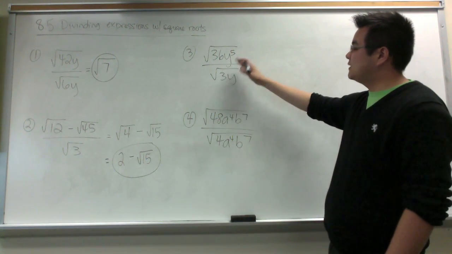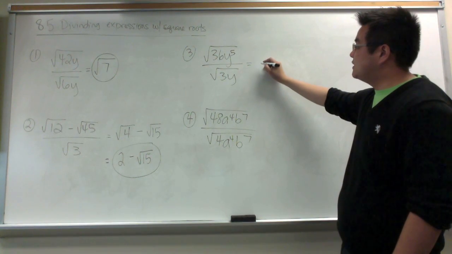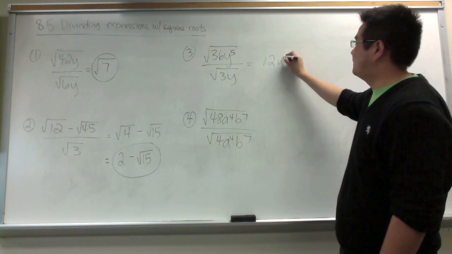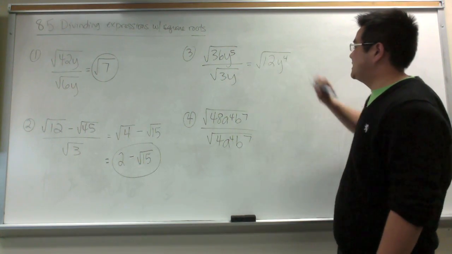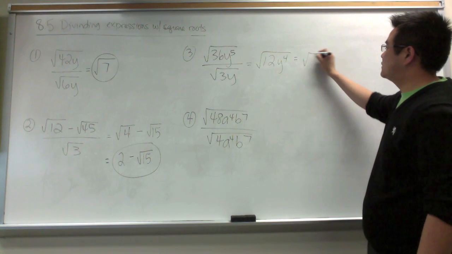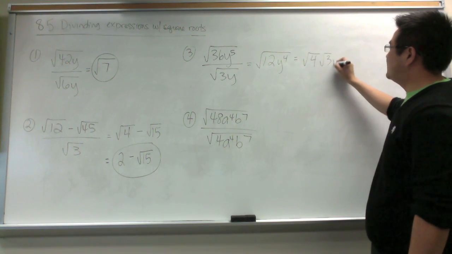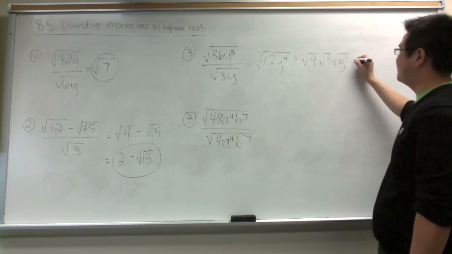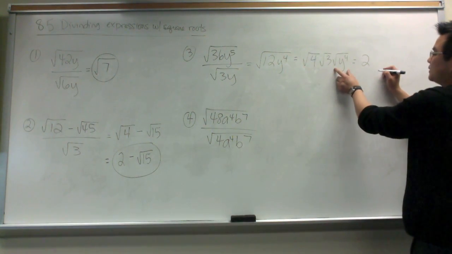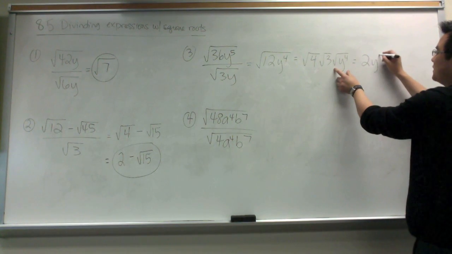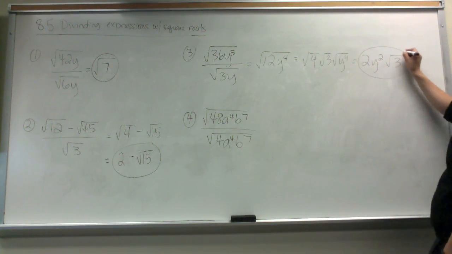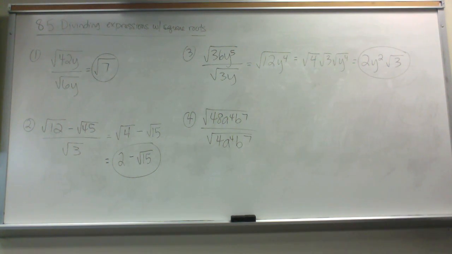In this example, we're going to divide. So 3 goes into 36 12 times. Y goes into y to the 5th, y to the 4th times, and the radical stays the same. Here we're going to continue to simplify. I'm going to break the 12 into 4 and 3, keep the y to the 4th because it's already a perfect square. I'm going to simplify square root of 4, which is 2, square root of y to the 4th, which is y squared, and root 3 I'm going to keep the same. So my final answer is 2y squared root 3.